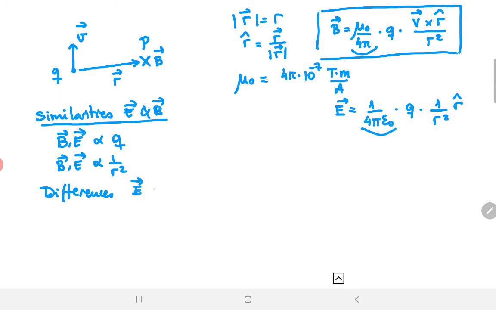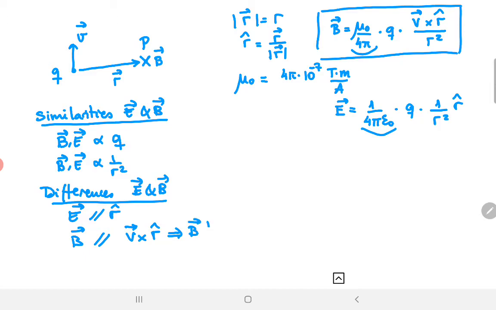For differences between the electric field and the magnetic field, one of the biggest differences is that the electric field is parallel to r hat, so it's parallel to the vector that gives you the distance between the point charge and the point that is experiencing the electric field, but the magnetic field is parallel to the cross product between the velocity and r hat. This means that the magnetic field is perpendicular to the direction of the vector that gives you the distance between both points.